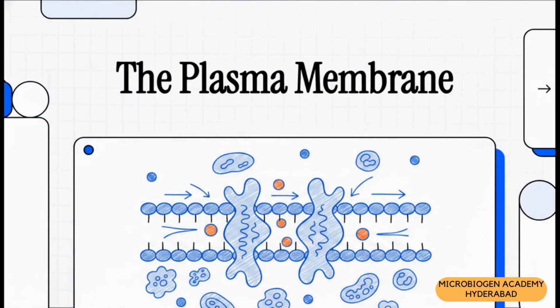In this explainer, we're going to shrink right down and journey into the fascinating microscopic world of the cell to look at the ultimate gatekeeper of life, the plasma membrane. This dynamic border is literally the foundation for how living things interact with their environment.